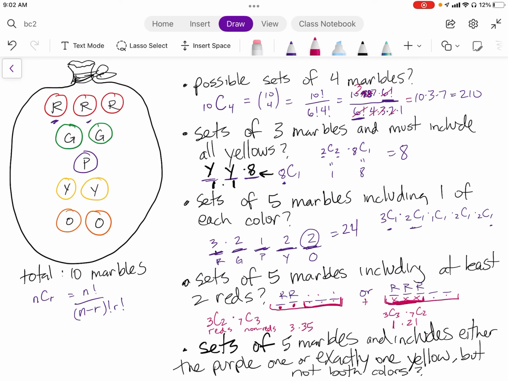So 3 times 35 plus 1 times 21, you get 126. Should probably go through and highlight all the results, but that's okay.